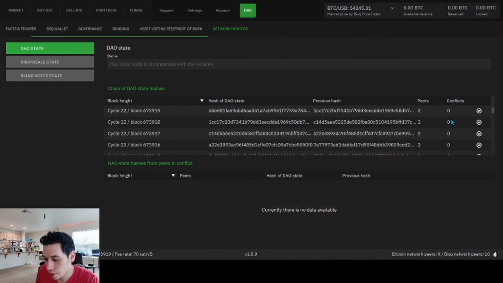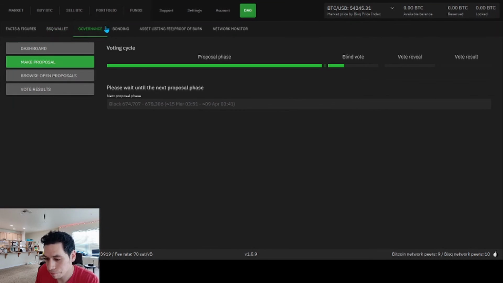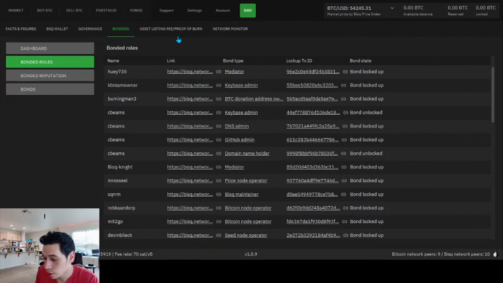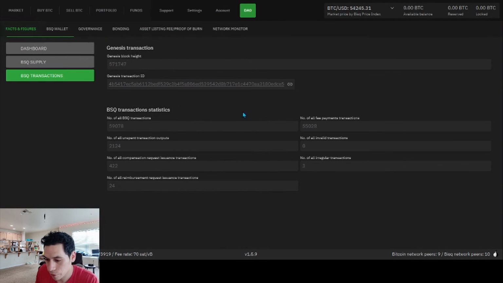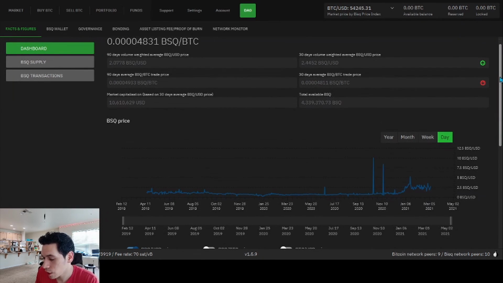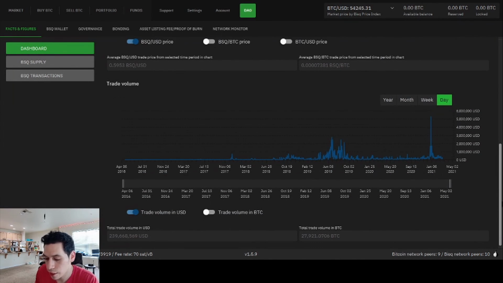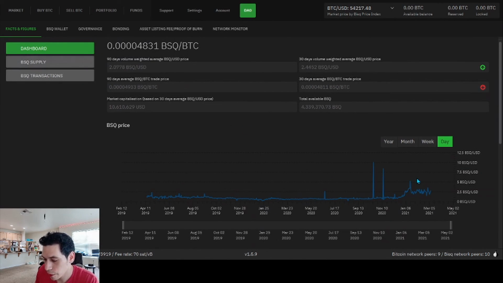Alright, and I think that might be it for the new edition of the facts and figures page. So now you can get some pretty good overview of Bisq as an exchange volume, or as an exchange, as well as information on BSQ, the price, and the state of the DAO.